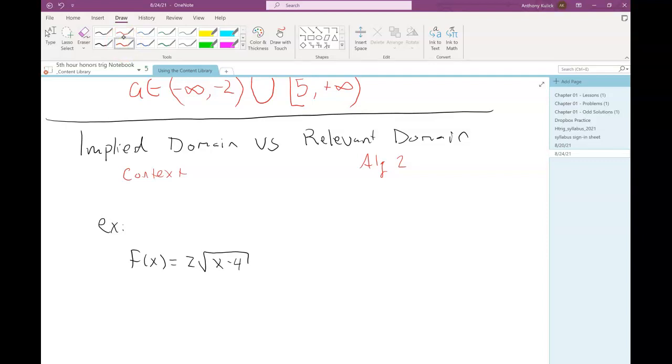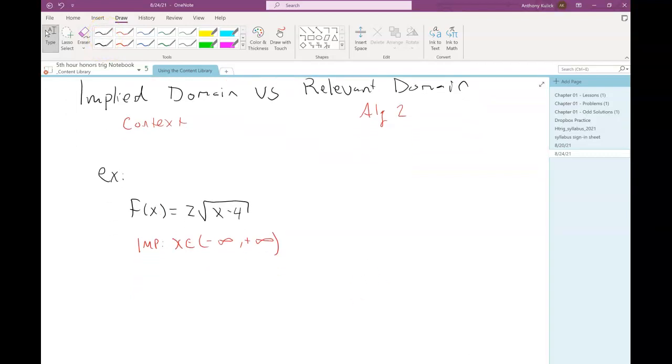Okay. So our first one we have f of x equals 2 times the square root of x minus 4. Here, there's no context given to this problem, so the implied domain would just be, well, be specific here, all real numbers, right? You're just looking at a function. You're in algebra trig, you're in a high school math class. There's no reason to believe that the context is anything different.